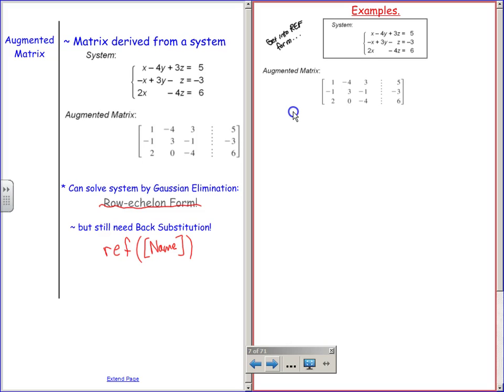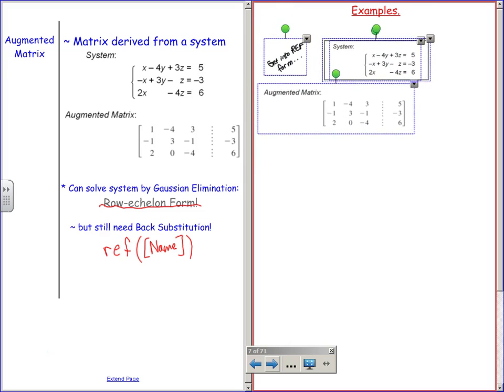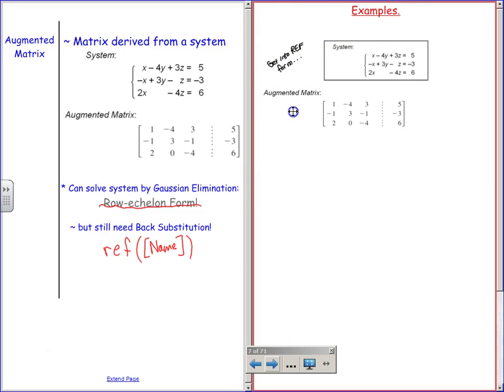Hold on. Wait. But we had a system for REF last chapter. Wasn't it on your test? We had a system for REF last chapter. So how do we apply that system to the matrix?